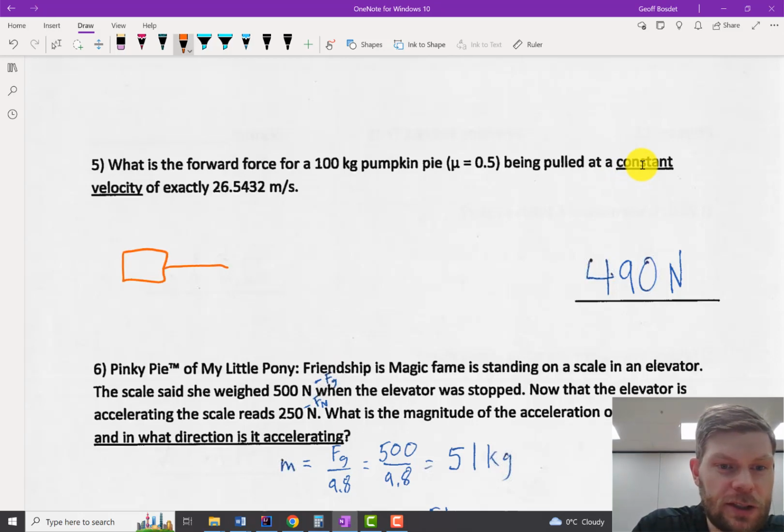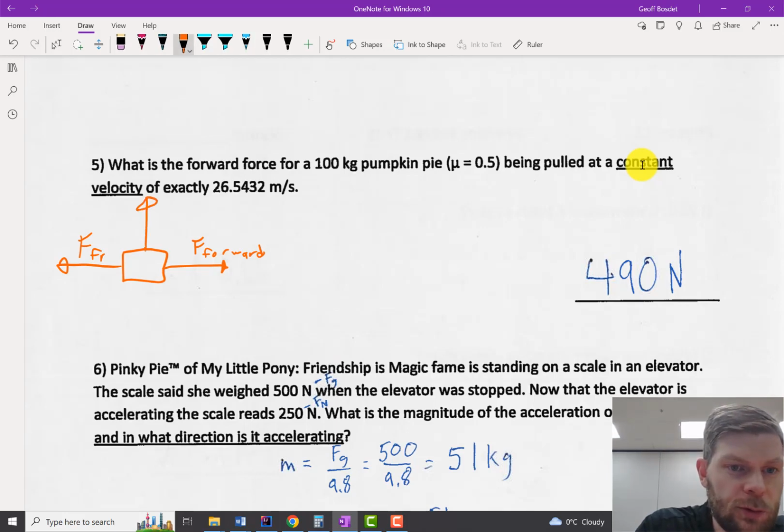So we have exactly the same kind of free body diagram here. Our forward force, I'll call it forward this time, just for fun to match this one, has to equal our friction, because otherwise it would be accelerating in the direction of whichever one's bigger.